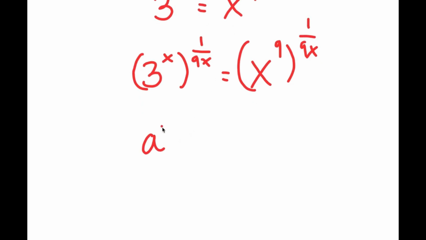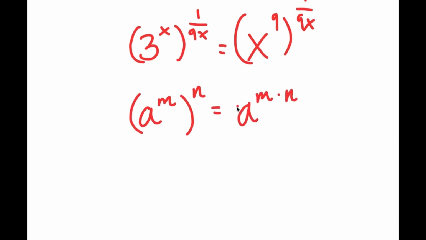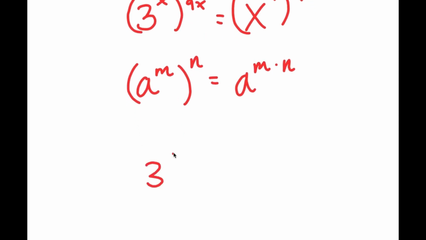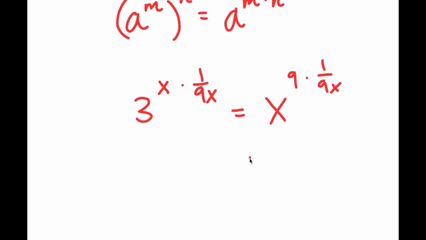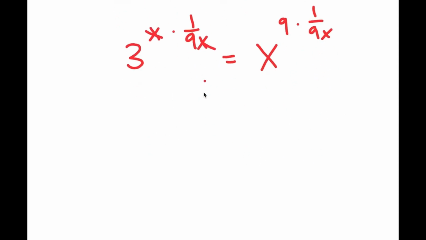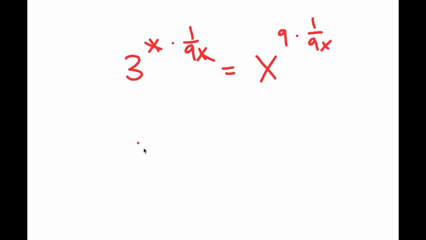And if I have something in the form a to the power of m to the power of n, this is equal to a to the power of m times n. So 3 to the power of x to the power of 1 over 9x is going to equal 3 to the power of x times 1 over 9x. And this is going to equal x to the power of 9 times 1 over 9x. Now x and x in the denominator here cancel out. So I get 3 to the power of 1 over 9 is equal to x to the power of 9 and 9 cancel out, 1 over x.